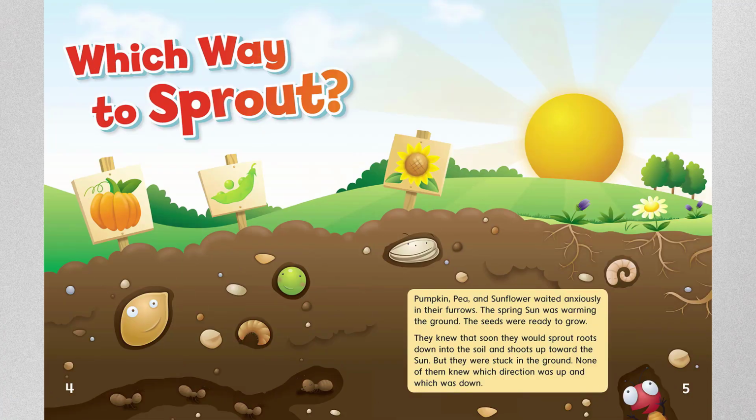Pumpkin, pea, and sunflower waited anxiously in their furrows. The spring sun was warming the ground. The seeds were ready to grow. They knew that they would soon sprout roots down into the soil and shoots up toward the sun, but they were stuck in the ground. None of them knew which direction was up and which was down.